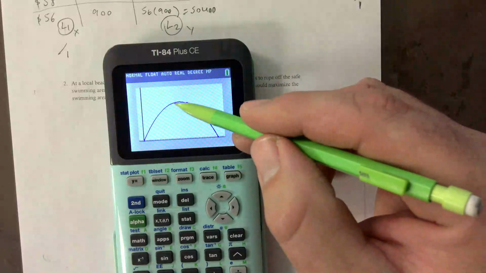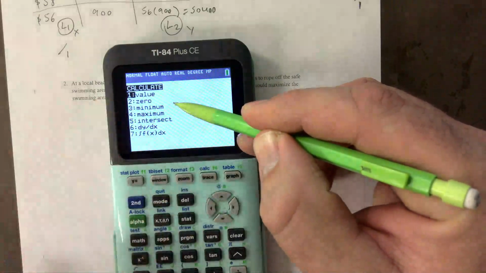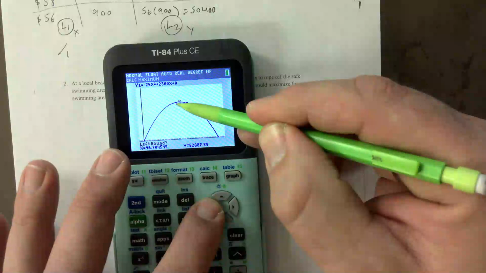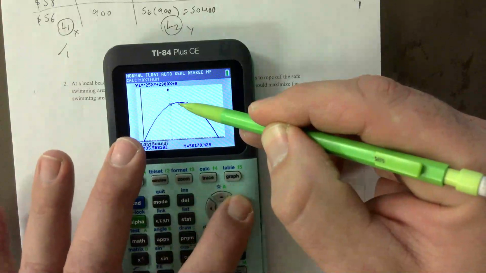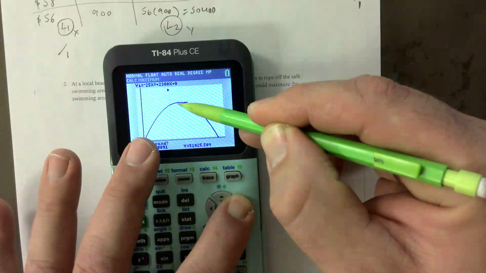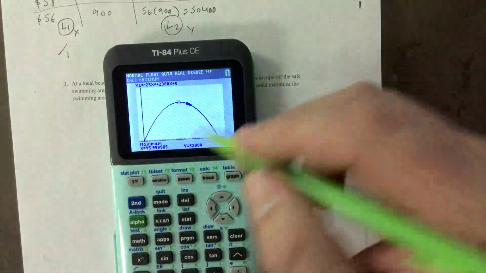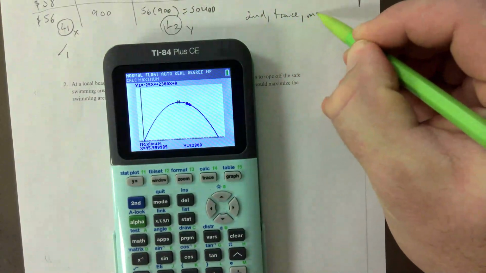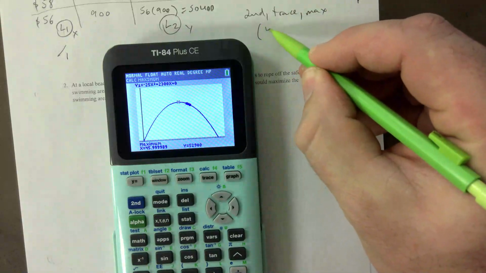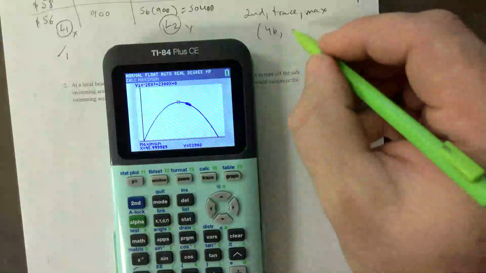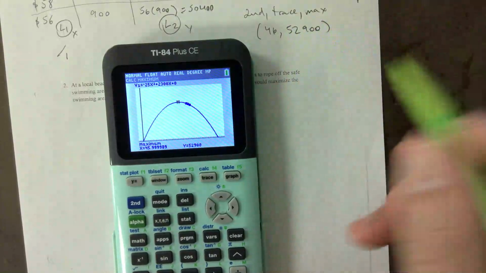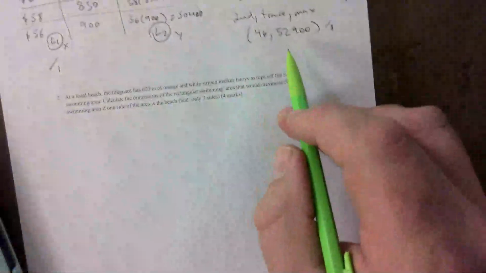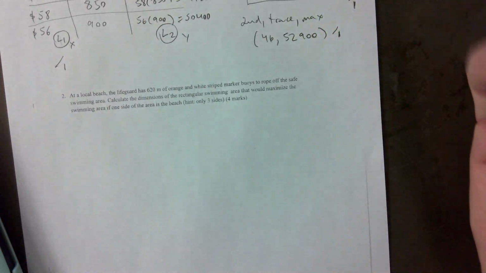Okay. I'm focused on the vertex. Second trace maximum, right? This is the vertex. You want to point to the left. Point to the right. And there it is. So to get the vertex, second trace max. You put down the coordinates, that would round to 46, 52,900. Okay? That gets you a mark for getting that vertex. So yours will be different if your equation is different. I get it. It doesn't matter.